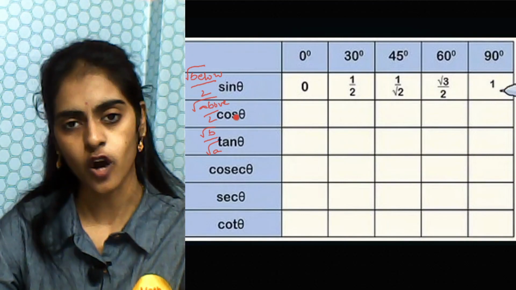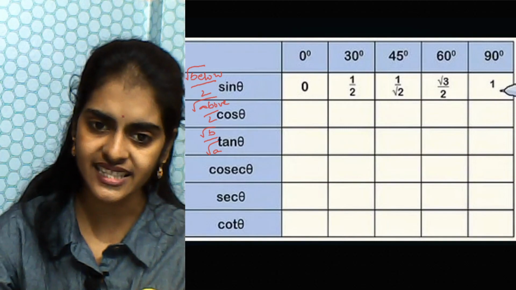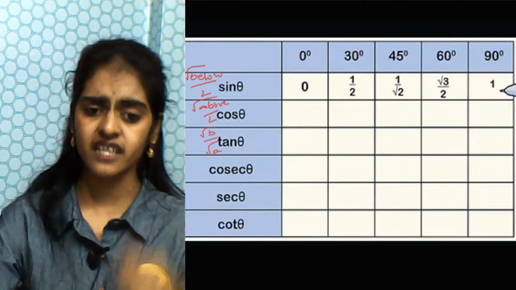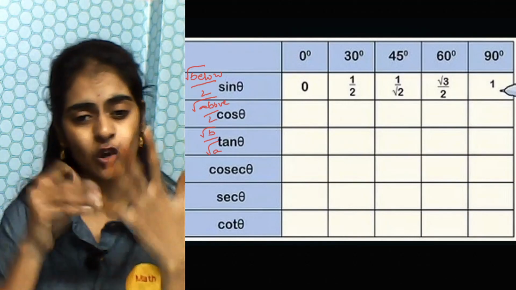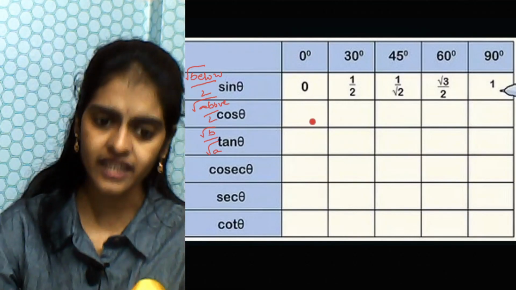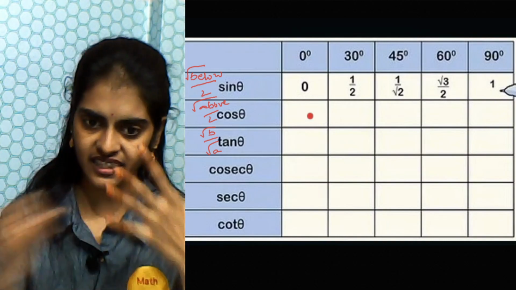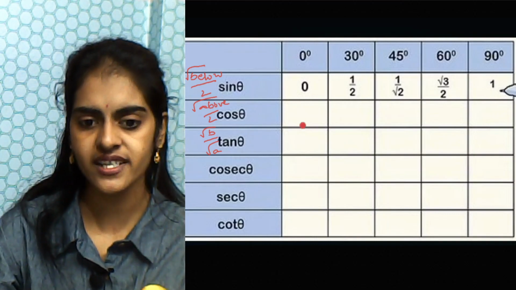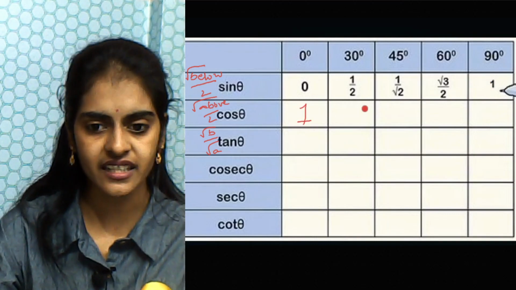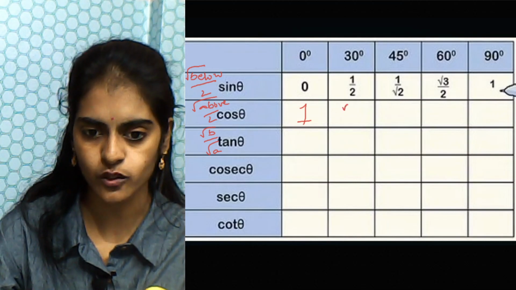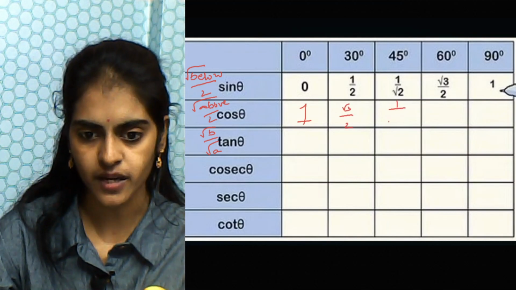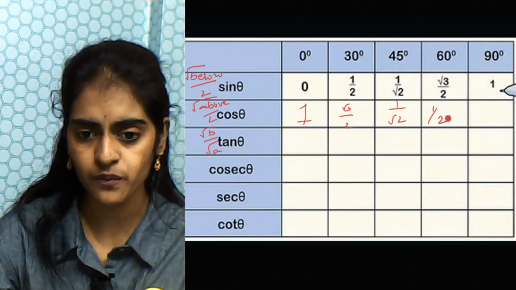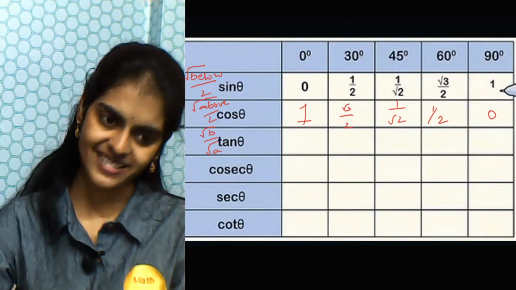Now for cos, the second trick I am telling you. Using this trick also you can get cos values. Otherwise, if you say, ma'am, again should I use all the fingers? No, there is another trick. For sine, if you find the values using the finger trick, for cos it is just the reverse of it. So cos 0 is nothing but 1. I am just writing the reverse values. Cos 30 is root 3 by 2. Cos 45 is 1 by root 2. Cos 60 is 1 by 2. Cos 90 is 0.